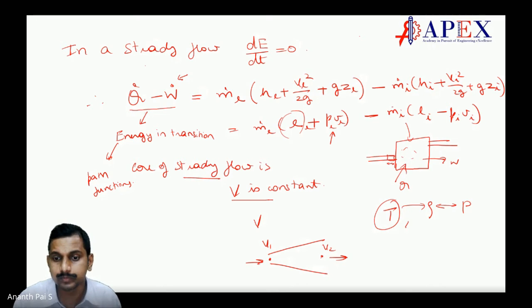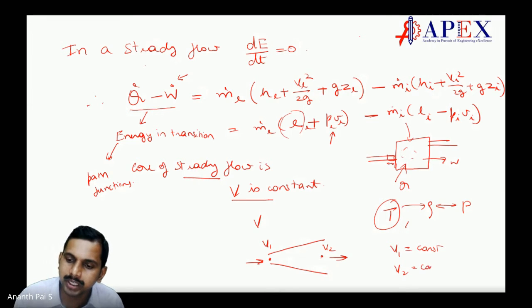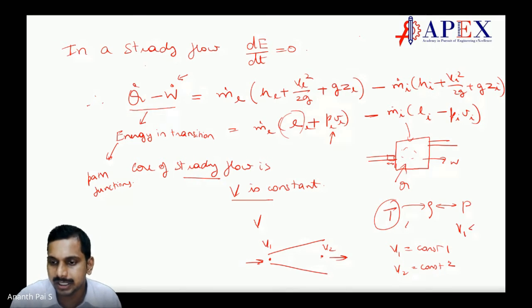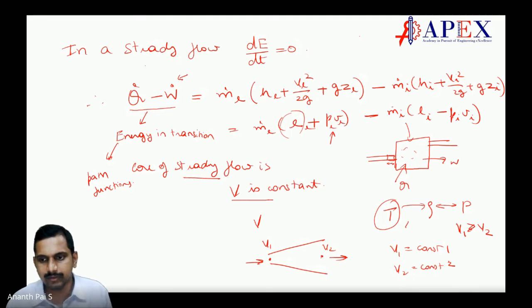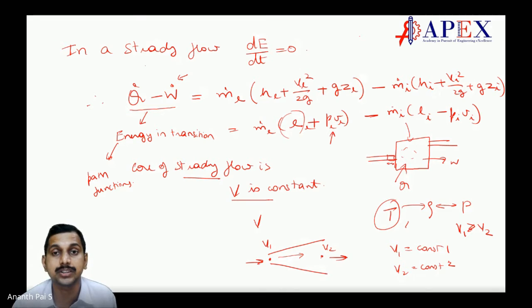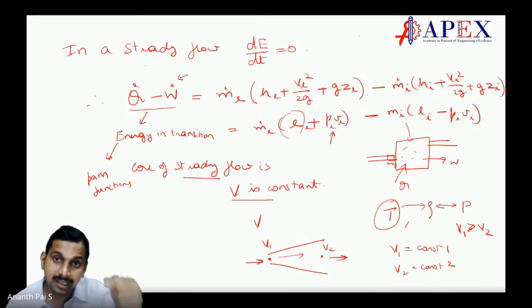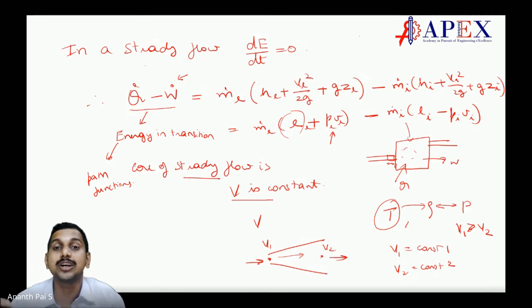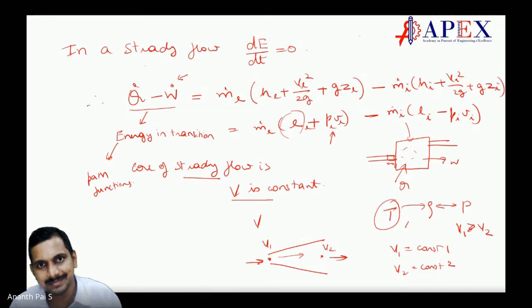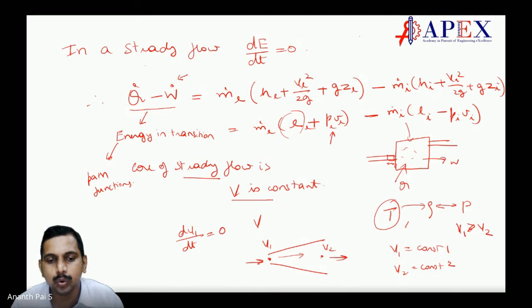Say V1 is equal to a constant, and V2 is equal to another constant. This is constant 1, this is constant 2. V1 is greater than V2, correct? When it is going from here to here, it accelerates, but still the velocity remains constant at a point with time. It does not change with time. Make sense? So you can say dV1 by dt is equal to 0.